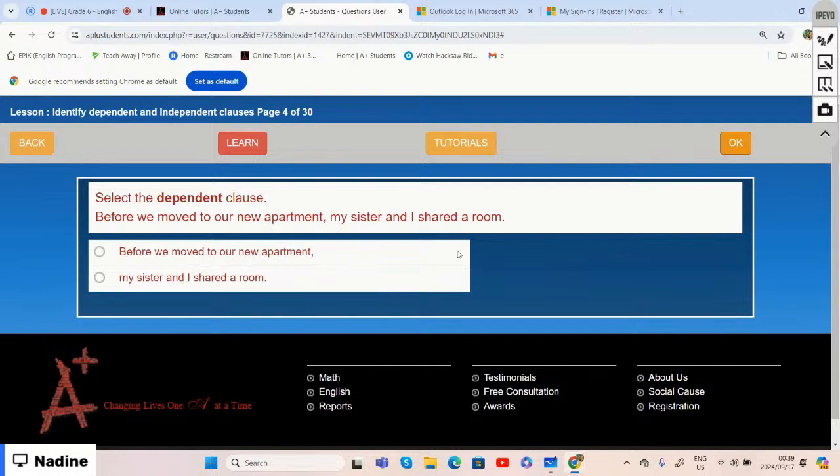Before we moved to our new apartment, my sister and I shared a room. The dependent clause. Is it option one, before we moved to our new apartment, or option two, my sister and I shared a room? Which one is correct? Option one or option two? The dependent clause cannot stand on its own. Dependent clause.